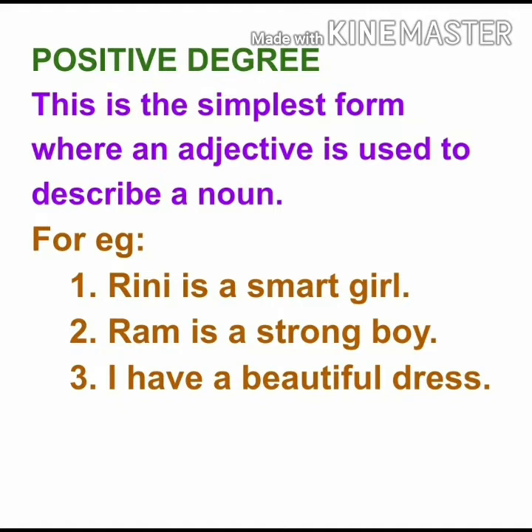In the first sentence, the word girl is a noun and the word smart describes the girl. In the second sentence, the word boy is a noun and the word strong describes the boy. In the third sentence, the word dress is a noun and the word beautiful tells you more about the dress.